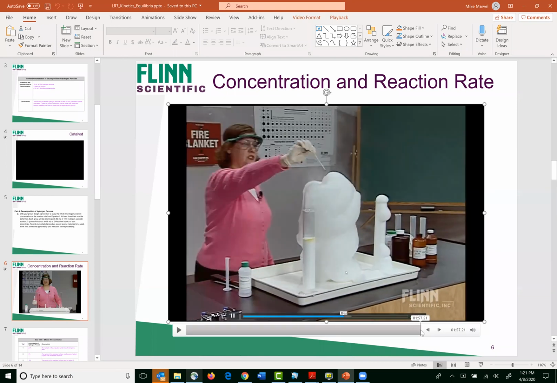And in fact, the splint here, I don't think I extended the video long enough, but it will reignite because one of the products of hydrogen peroxide decomposition is oxygen. So when you decompose hydrogen peroxide, you get oxygen and water, okay?